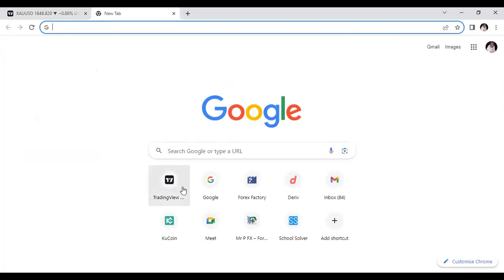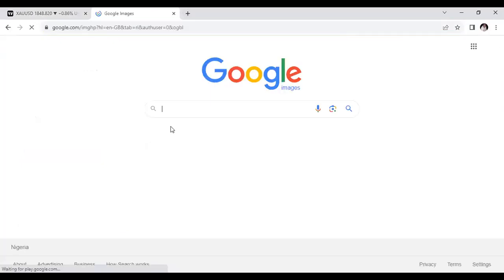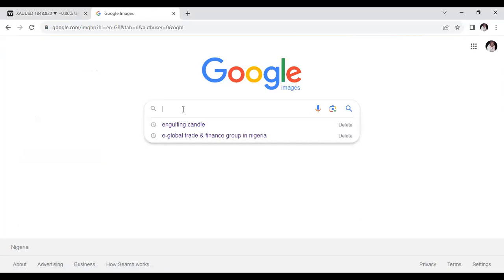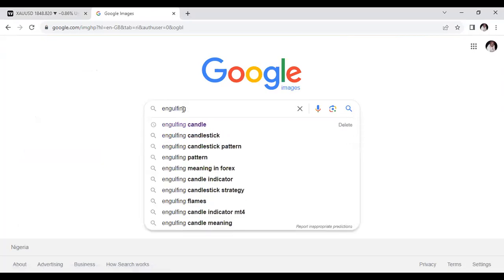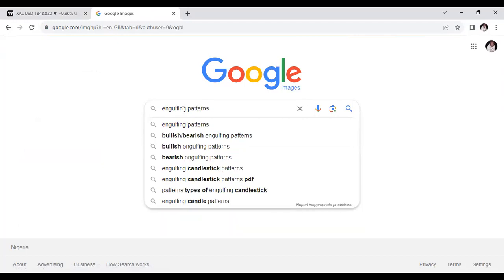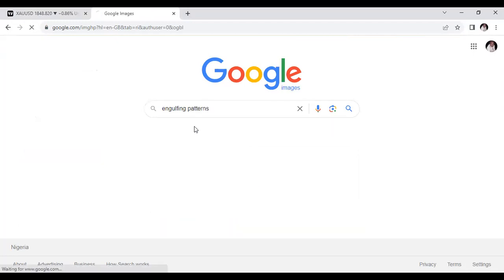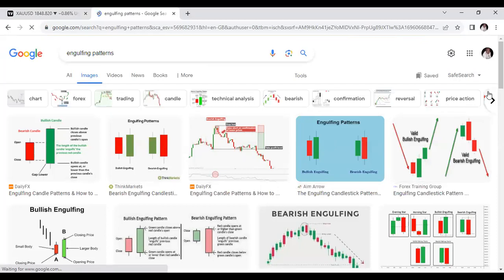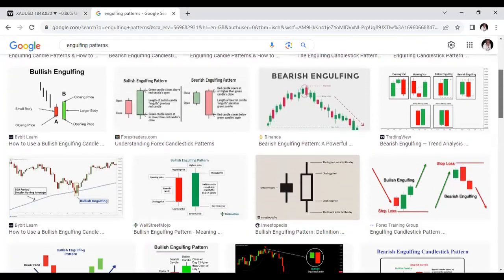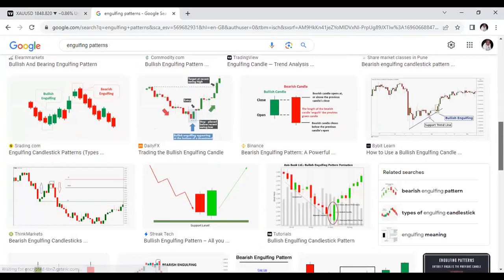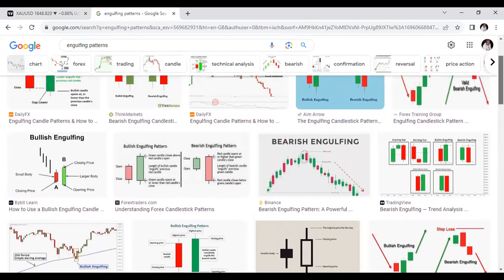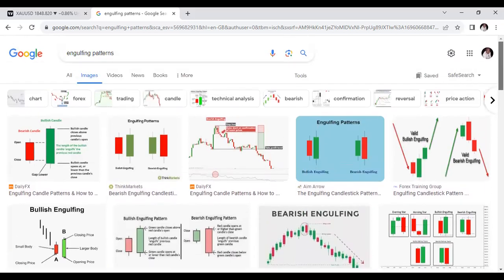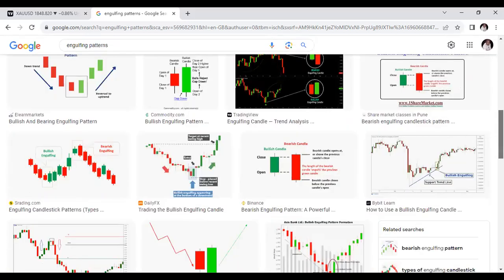But I just go to Google Images and click on engulfing pattern. You have a lot of results, but most of them could be junk. Most of them could be subjective or may not meet the objective of what you are looking for.